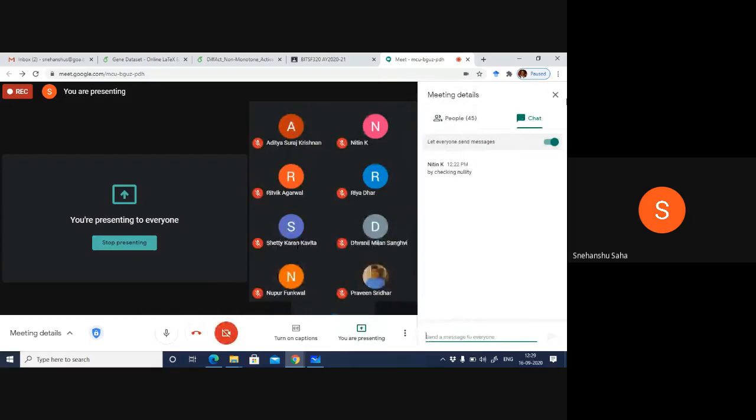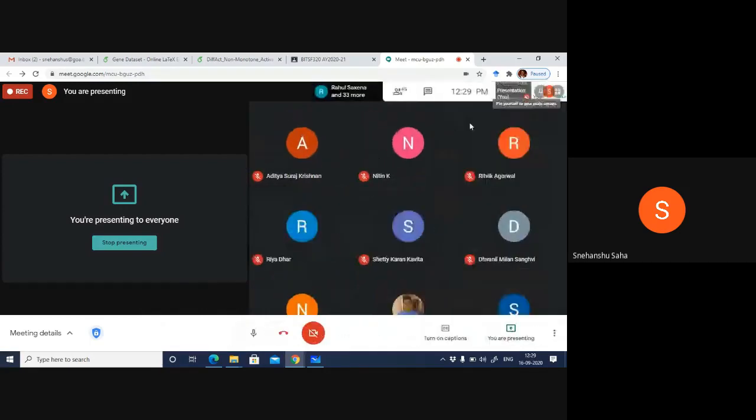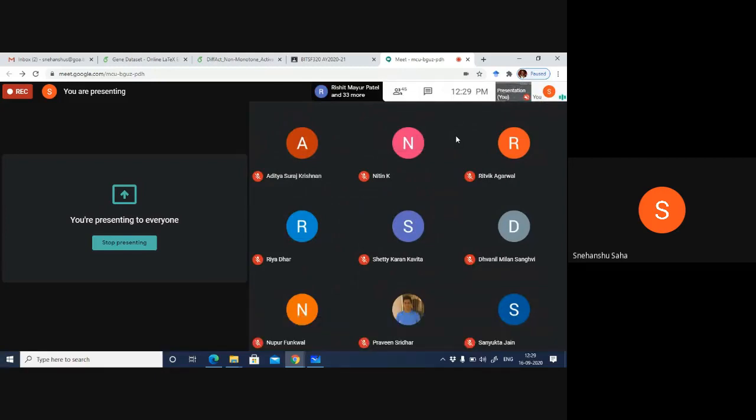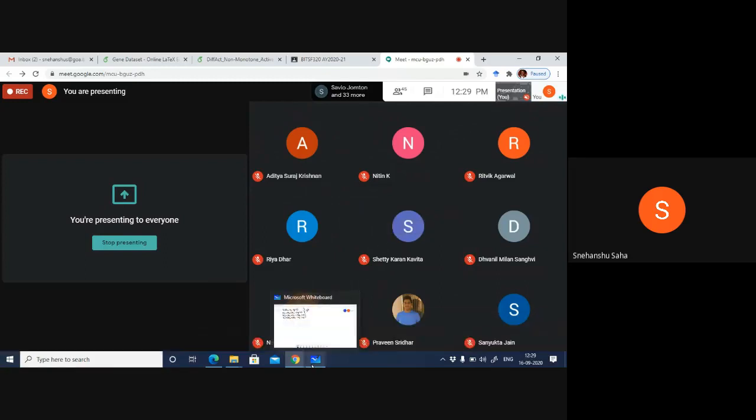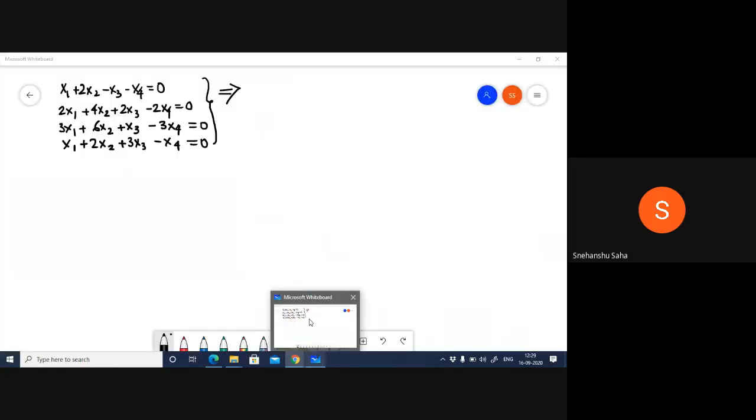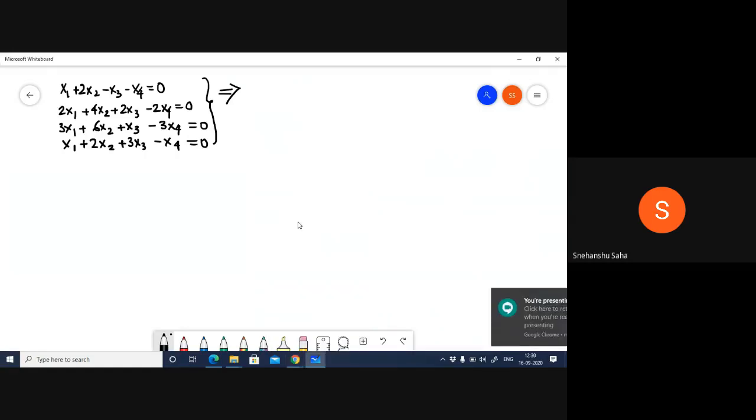Okay, all right, very good. I'm checking nullity. Okay, how do I check nullity? I mean, what do I mean by nullity in this case? Because our solution space is actually the solution of a system of algebraic equations, right? So how do I define nullity in the context of this problem?